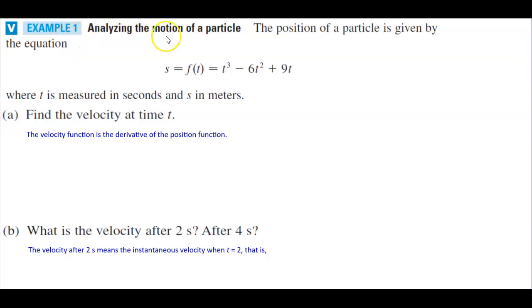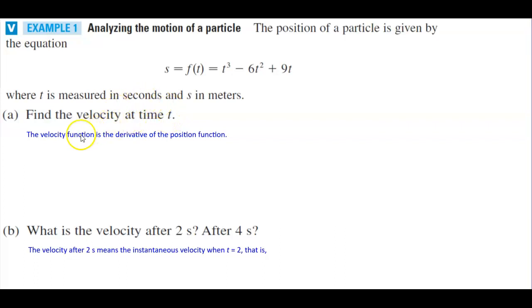Example 1, analyzing the motion of a particle. The position of a particle is given by the equation s = f(t) = t cubed minus 6t squared plus 9t, where t is measured in seconds and s is in meters. In part A, we want to find the velocity at time t.